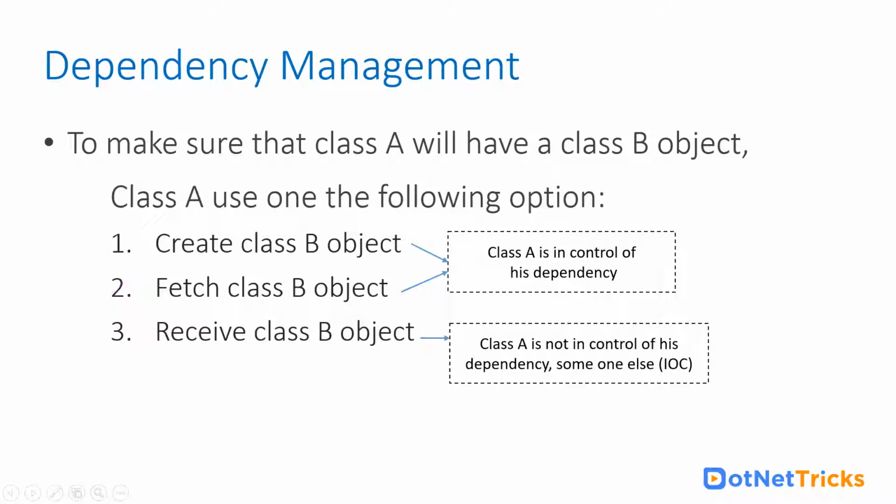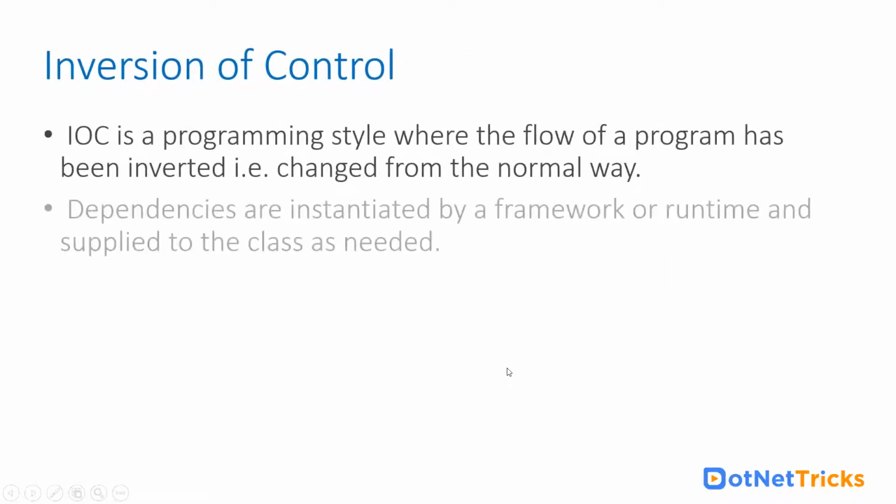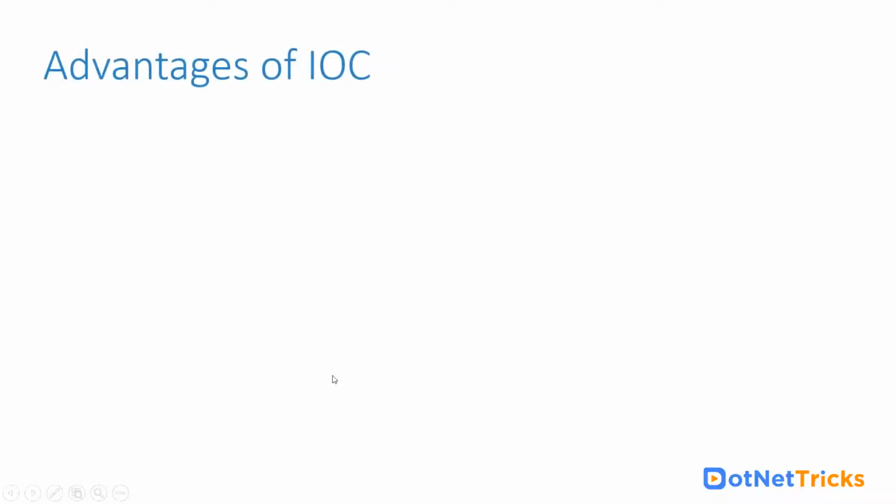So what is IOC here? It is a programming style where we change the normal flow of the program. As per the programming rule, class A should create the class B object. But we are saying class A will receive the class B object automatically whenever it is required. So it is known as inversion of control. Here, dependencies are instantiated by a framework or runtime environment and supplied to the desired class. So this is about IOC.